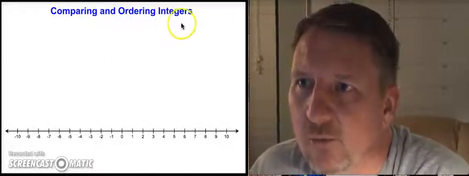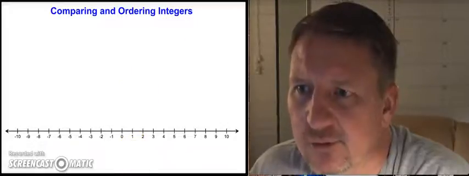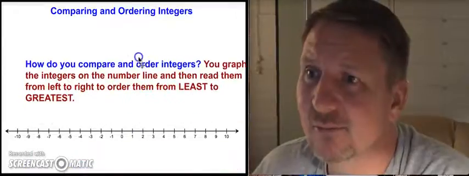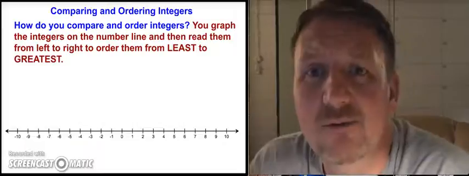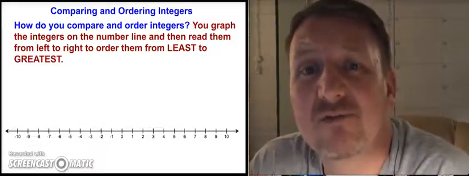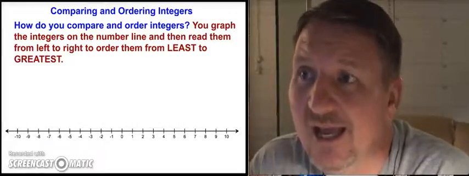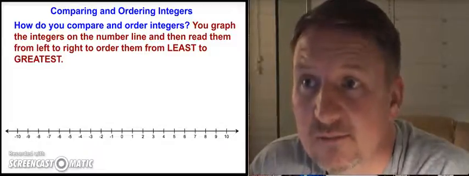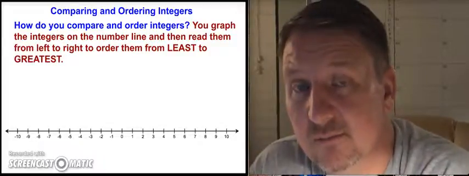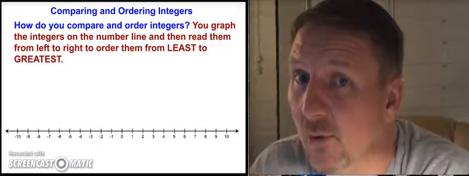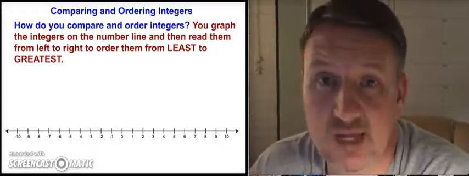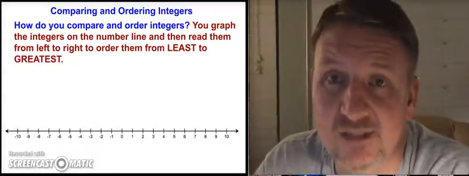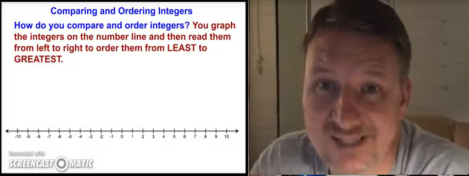So we're going to compare and order integers, and the first question you might think is, Mr. Bell, how am I going to do this? Well, that's what I'm here to tell you. How do you compare and order integers? Well, you graph the integers on the number line and then read them from left to right to order them from least to greatest. But if you also want to order them from greatest to least, then you would read the number line from right to left. The example that we're going to do right now is dealing with ordering them from least to greatest.